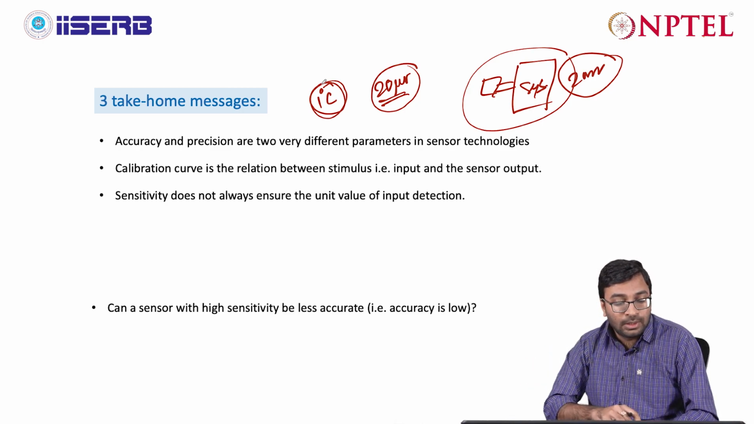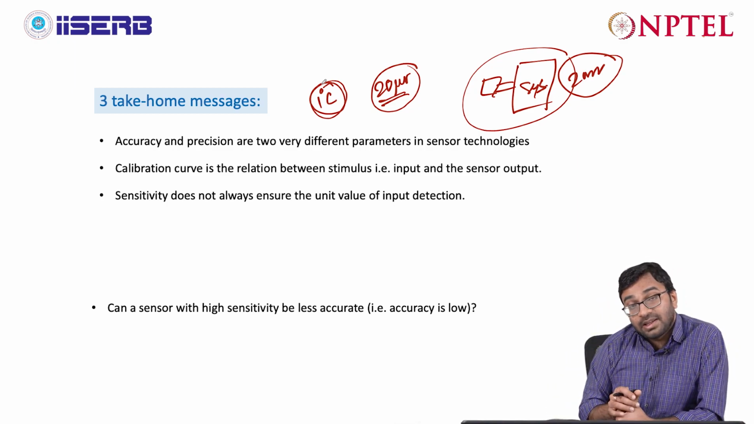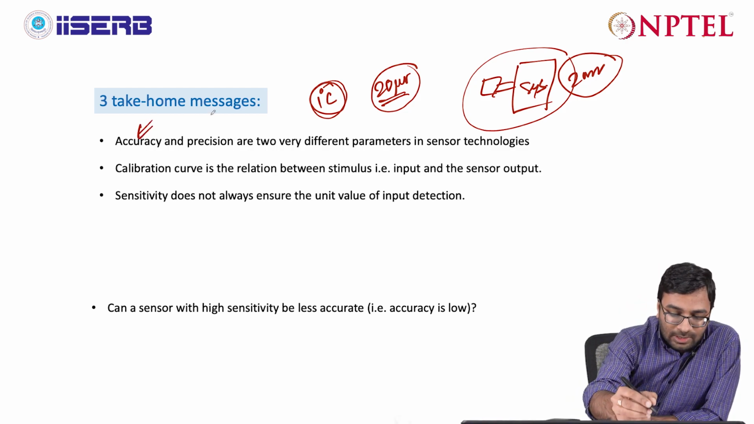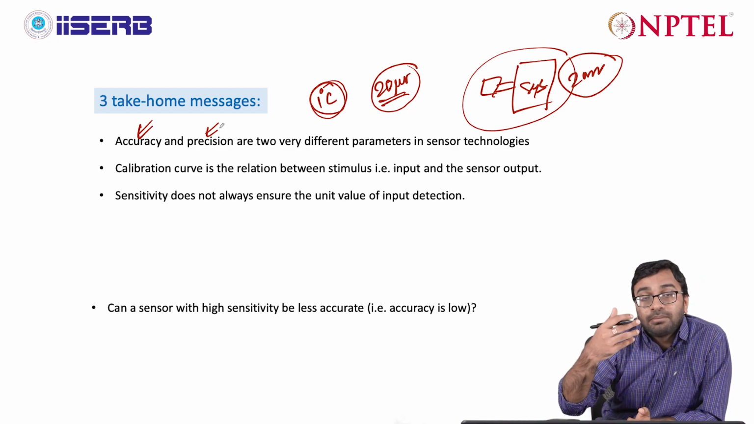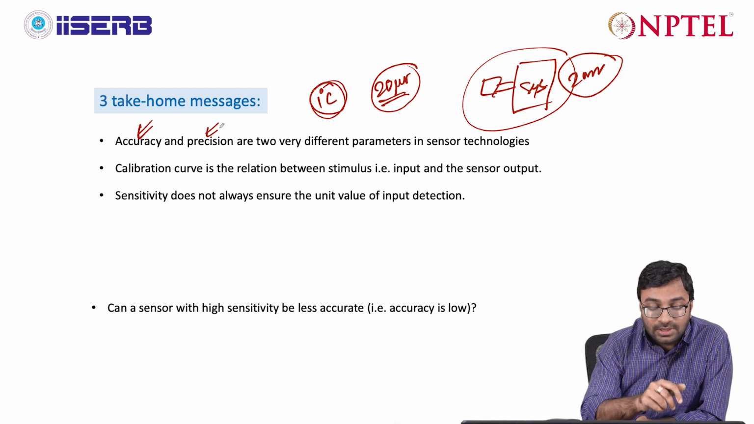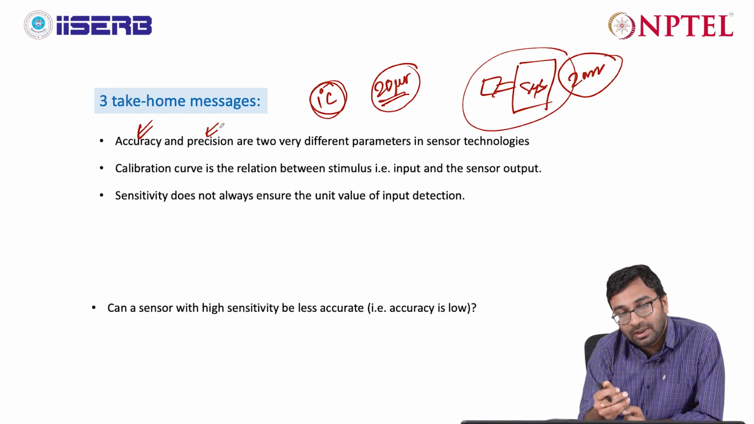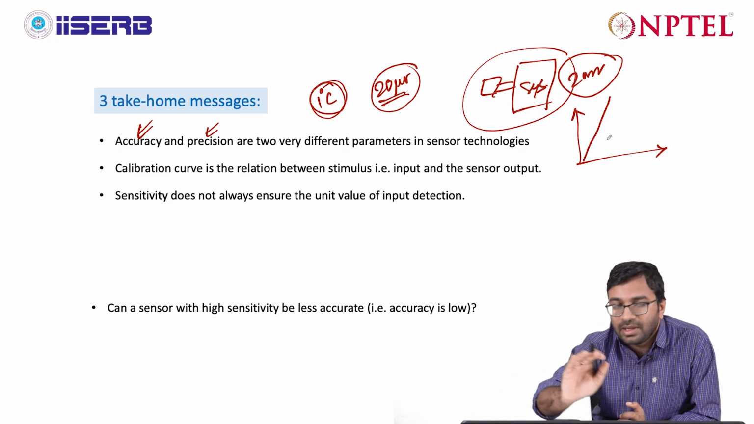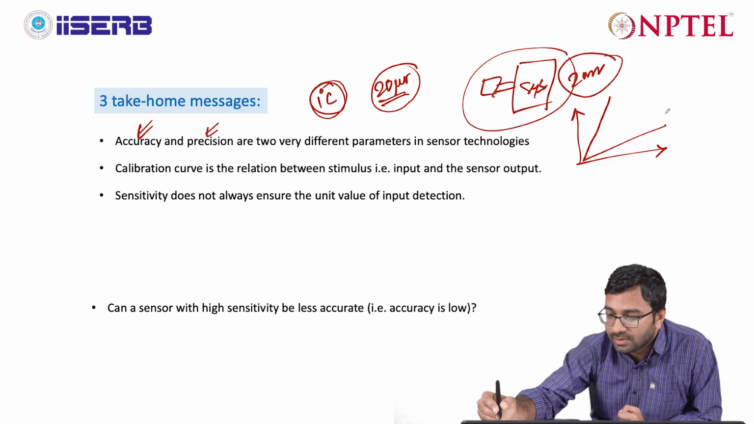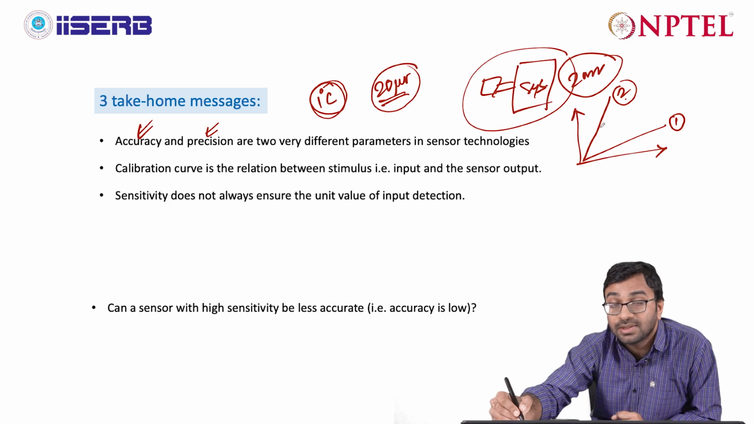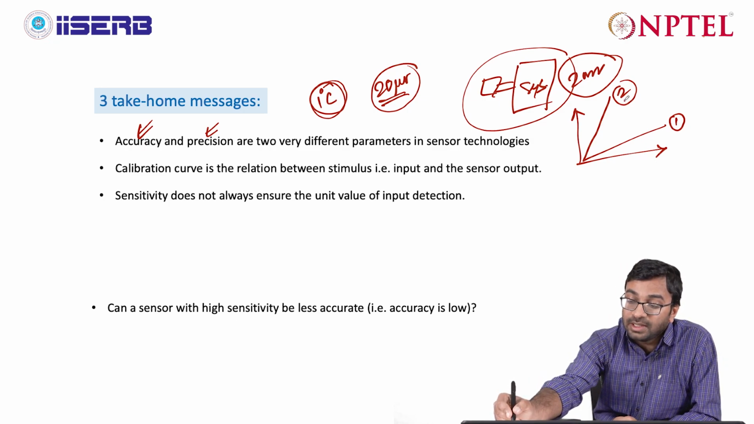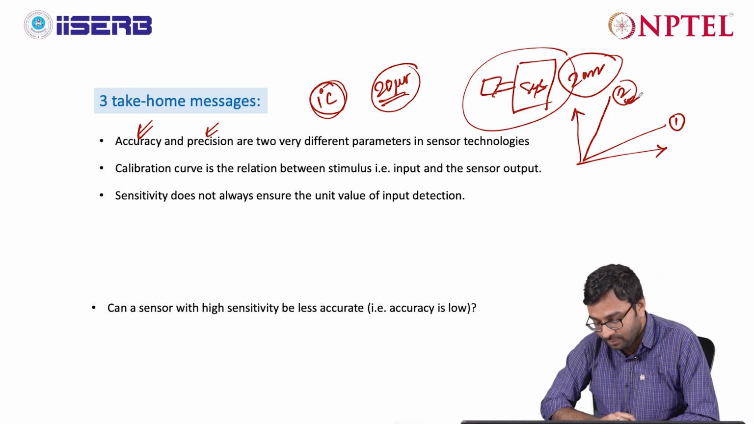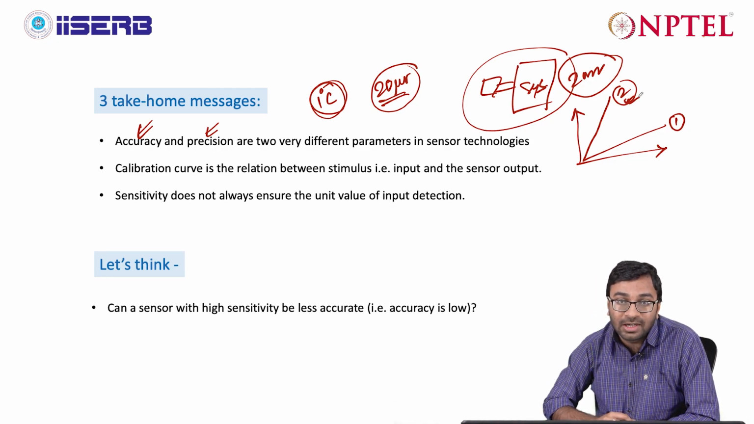So there is a question: can a sensor with high sensitivity be less accurate? A sensor with high accuracy can be less precise, or a sensor with high precision can be less accurate. But can a sensor with high sensitivity be less accurate? What do I mean by very high sensitivity? If the curve is steeper, say I take the characteristics to be linear and one calibration curve is this and another calibration curve is this one, then definitely the second curve has a higher slope. That means the second curve has higher sensitivity. So the question is, if a sensor has very high sensitivity, can it be less accurate? Let's think. You can think it through and figure out whether it is possible or not.